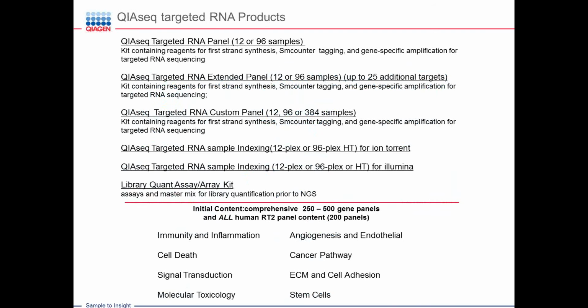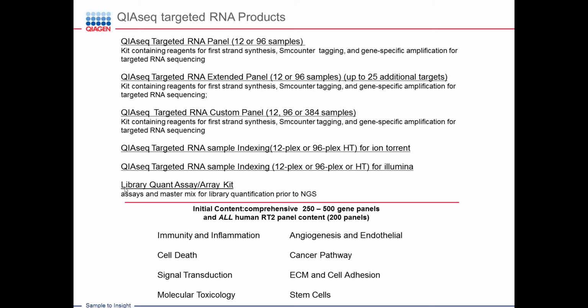Finally, just to show you what these products look like, the panels are either 12 or 96 samples for our essentially library panels, which are pre-developed content. You're allowed to modify these panels by adding up to 25 additional genes. So if we have a panel you like, it's cost effective to add some genes to it. You can do that. If there's something entirely out of the blue that you want to make, you can do that too. And then we just have the indexes for the ION system and the Illumina system.